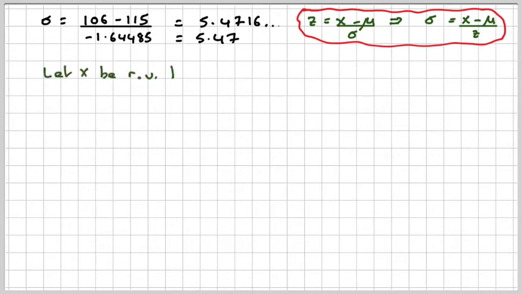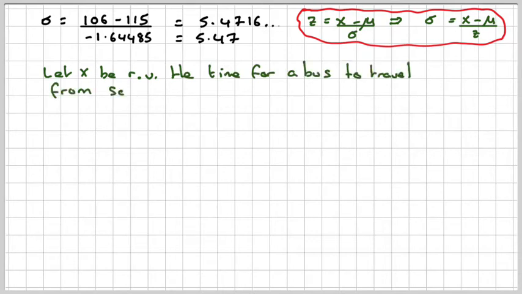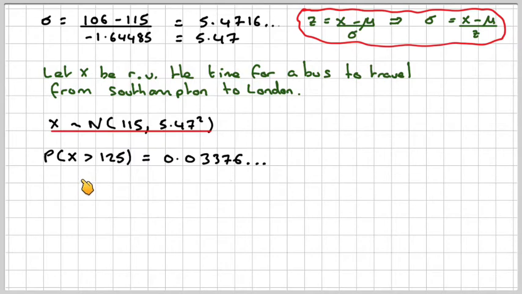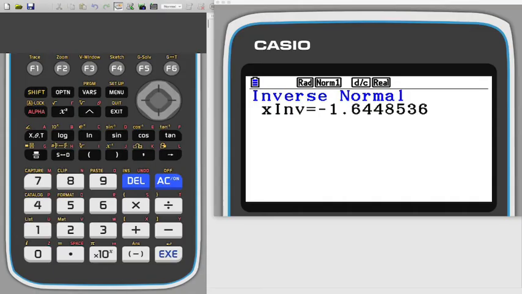Right, so let x be the random variable, the time for a bus to travel from Southampton to London. So x will be normally distributed with a mean of 115 and 5.47 squared, that's the variance. So we want x to be greater than 125. To do that on the calculator, so we can see where that value came from, because you don't get any tables anymore, go back to the calculator.